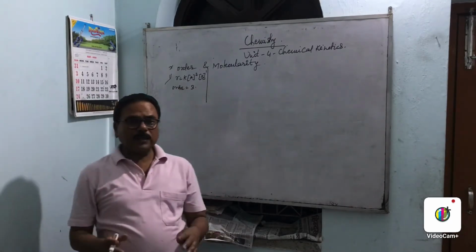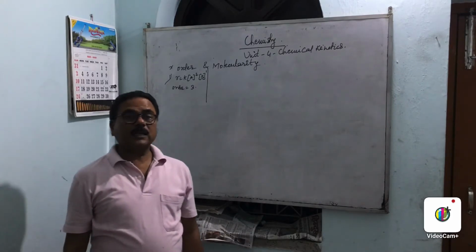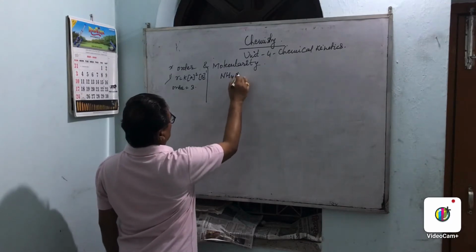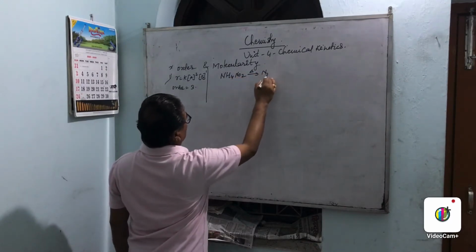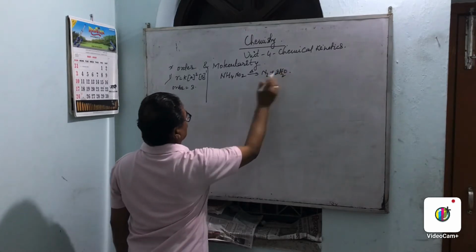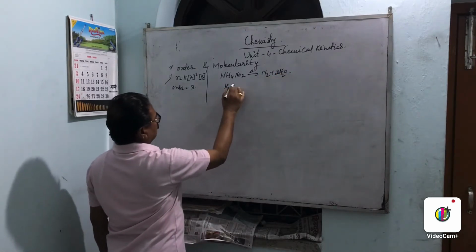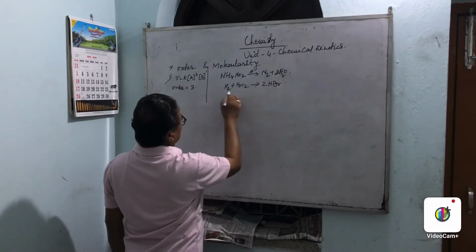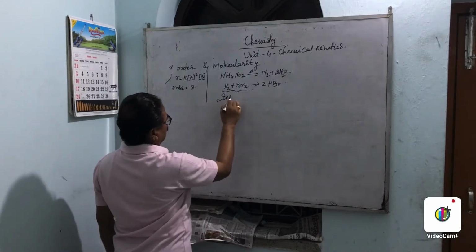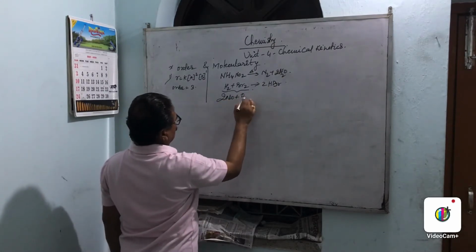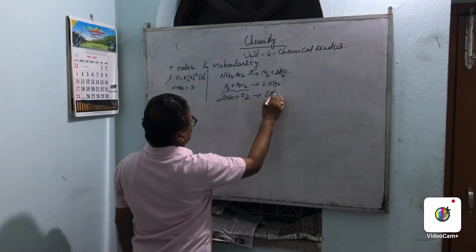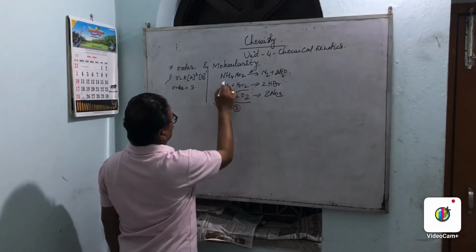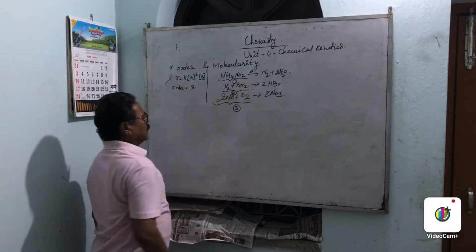But the molecularity is the total number of molecules that take part in a chemical reaction. Suppose ammonium nitrate NH4NO2 decomposes to give N2 + 2H2O. So here the molecularity is 1. Suppose H2 + Br2 reacts to give 2HBr. So here the molecularity is 2. Suppose 2NO + O2 gives 2NO2. So here the molecularity is 3, and here it is 2, and here it is 1.